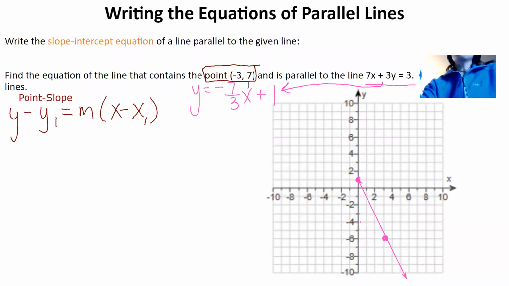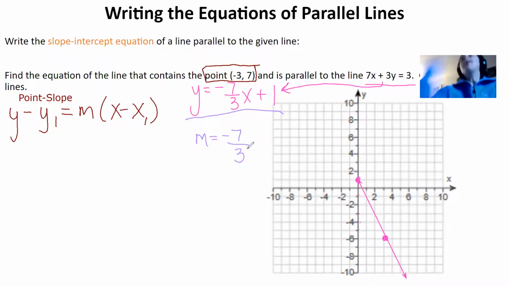So for our point-slope formula, our original line has a slope of -7/3. So that means that I want the slope of my new line, if it's going to be parallel, to also be -7/3.